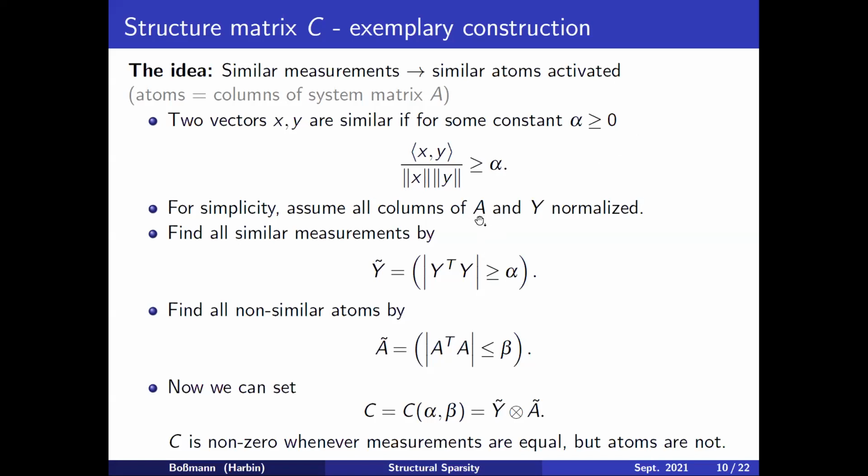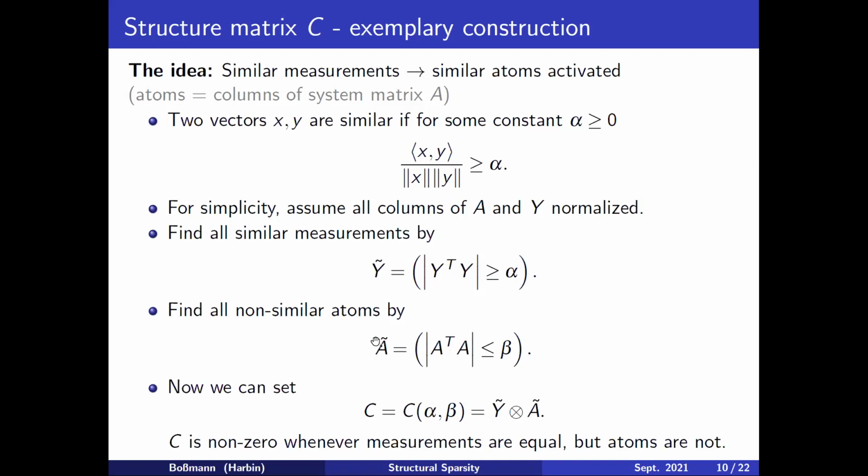For the next formulas, we just assume that A and Y are normalized. So all your atoms, all your columns in A, are normalized and all your measurements are normalized, because then we can completely neglect dividing by these norms and just have a look at the inner product. And then if we want to know which measurements are similar, you just look at your measurement matrix transposed times itself. And now look at everything that is greater or equal to the parameter alpha you've chosen. And this is a binary matrix that I call Y tilde.